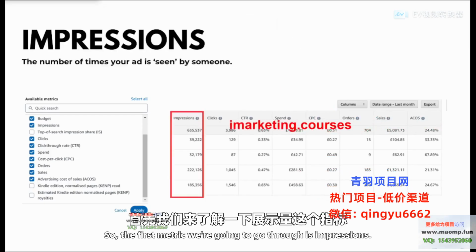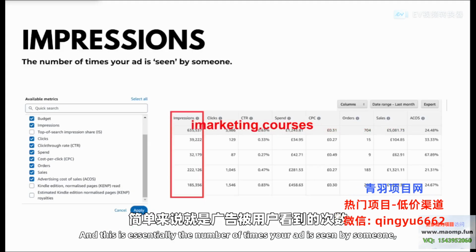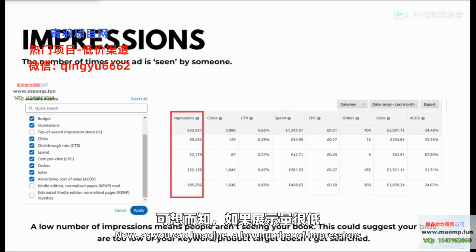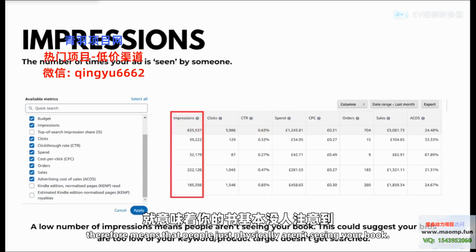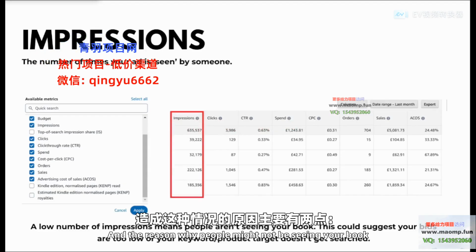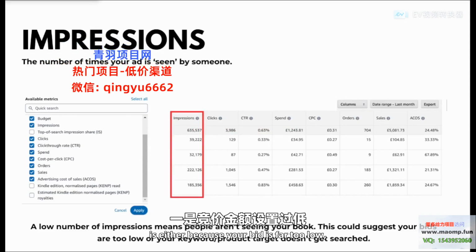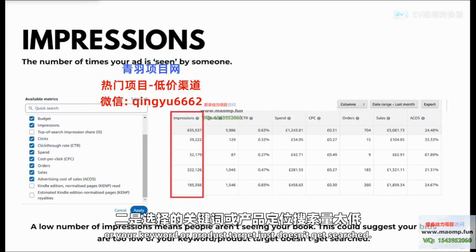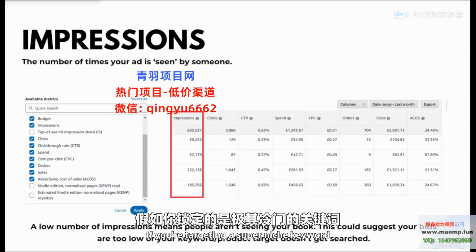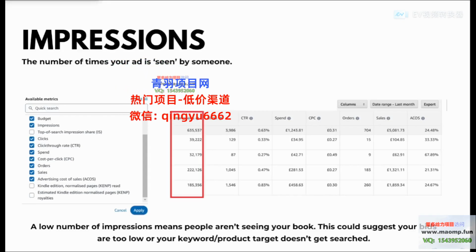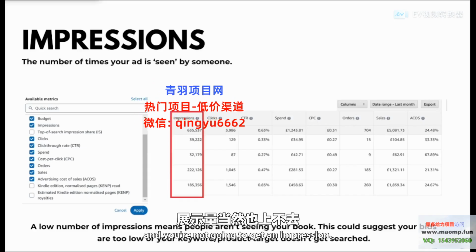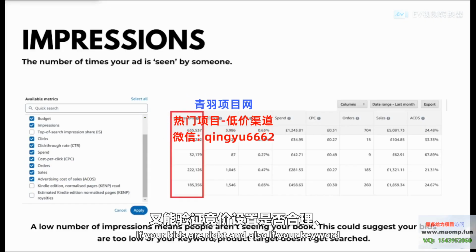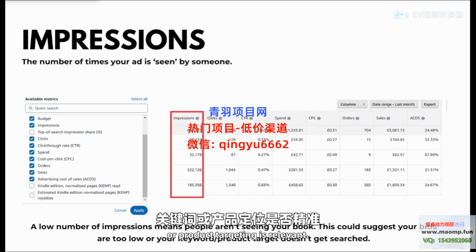So the first metric we're going to go through is impressions, and this is essentially the number of times your ad is seen by someone, not clicked, just seen on an Amazon results page. Now, as you can imagine, a low number of impressions therefore means that people just physically aren't seeing your book. And the reason why people might not be seeing your book is either because your bid is far too low, you're not winning enough bids for your book to be shown and therefore have an impression, or your keyword or product target just doesn't get searched. If you're targeting a super niche keyword that literally nobody searches on Amazon, of course, nobody's going to see it and you're not going to get an impression. So impressions are a good way of just measuring how many people are seeing your books, if your bids are right, and also if your keyword or product targeting is relevant.